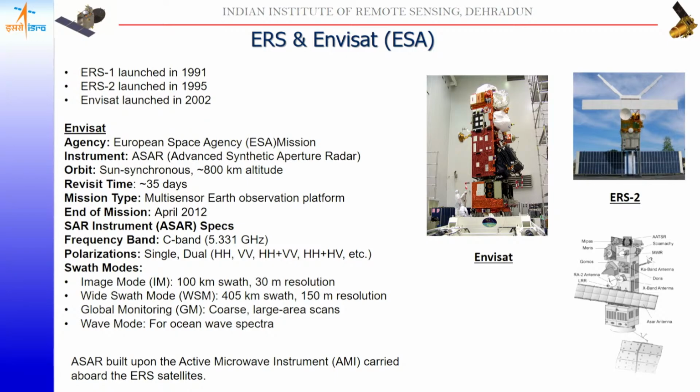So ENVISAT has the instrument called ASAR, the Advanced Synthetic Aperture Radar, which has single and dual polarization and different imaging modes of 30 meter resolution. That is the strip map mode, and after that in the wide swath, which is called ScanSAR, it has 150 meter resolution. So we can see the satellites here, how the ERS-2 and ENVISAT look. So initially most of the C band utilization has been done with the help of the ERS-1, ERS-2 and ENVISAT satellites.